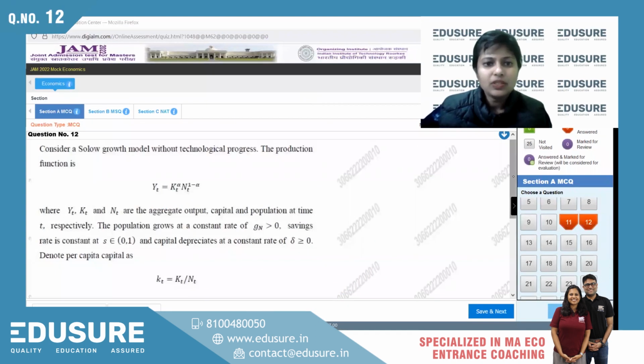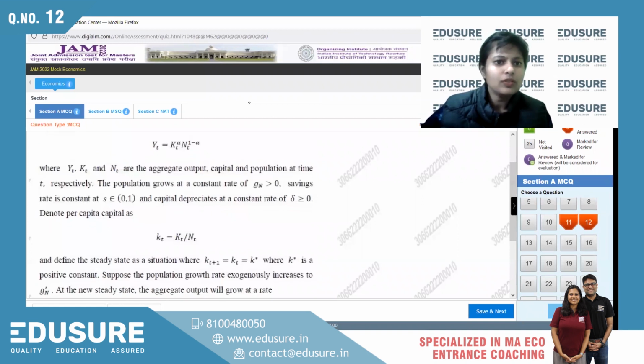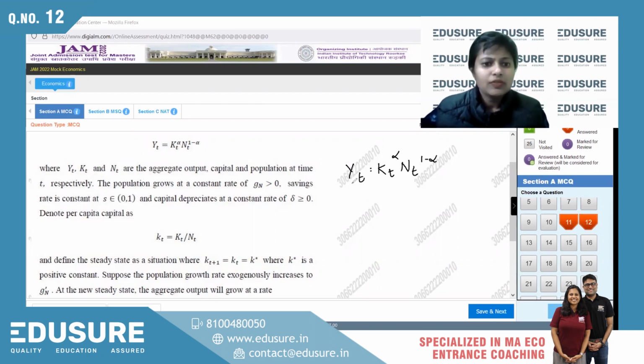Now question number 12 is a standard Solow question. So if you put down the information, Yt is going to be equal to Kt^alpha (Nt)^(1 minus alpha). And if you divide this by Nt for Solow, you get small yt is going to be equal to small kt to the power alpha.